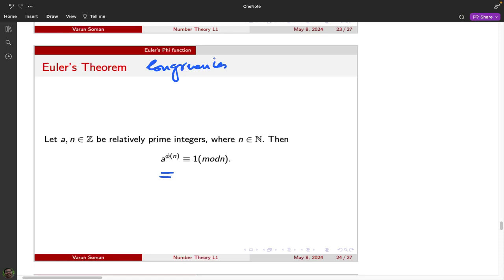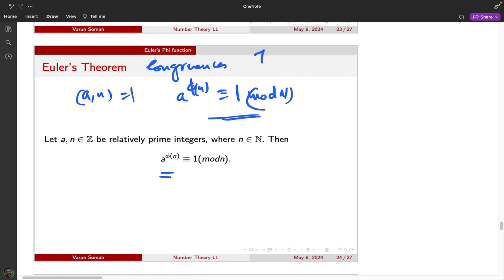Okay, so just look at the theorem once again. Suppose a and n are relatively prime. Suppose GCD of a, n is equal to 1. You can write it down: a raised to phi n is congruent to 1 modulo n. Okay, we'll prove this result today. So this is called Euler's theorem.